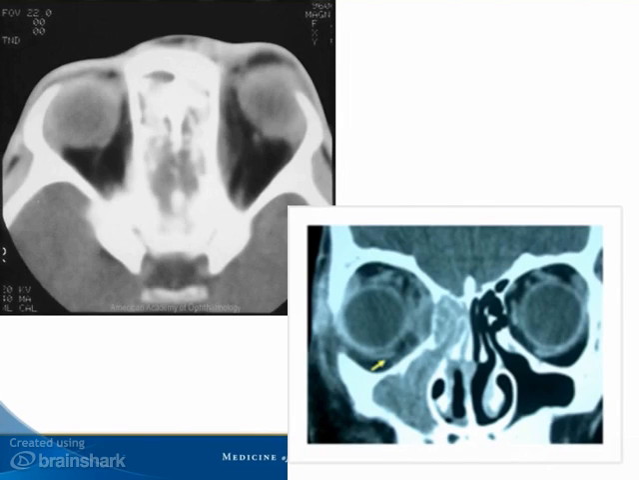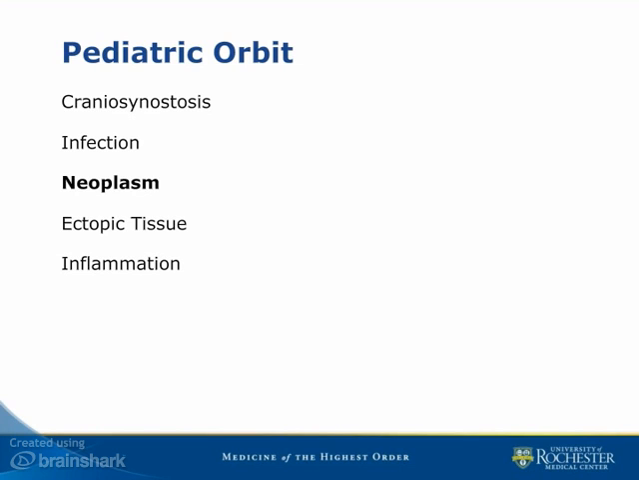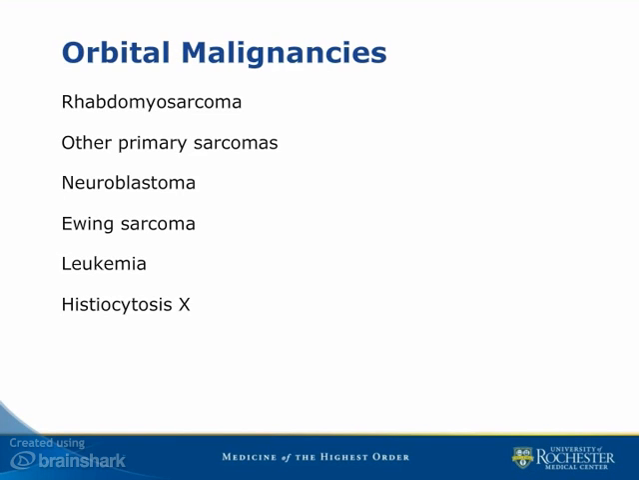Imaging these patients will typically show opacified sinuses as well as subperiosteal abscesses. Next, we'll cover orbital neoplasms. There are a number of different orbital malignancies in children. The most important and probably most common are rhabdomyosarcoma and neuroblastoma.